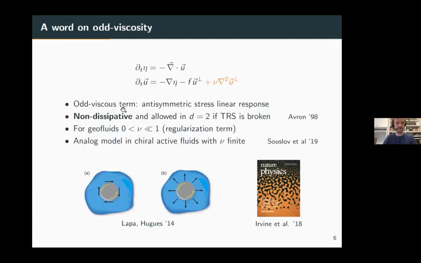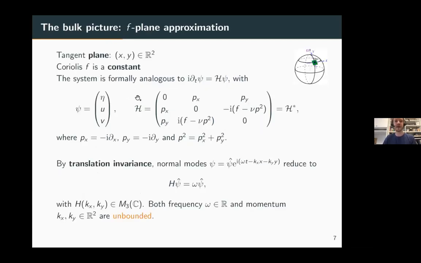And basically, if we come back to, for example, this model and multiply all the equations by i, we have an analog of the Schrödinger equation where the wave function, if you like, has 3 degrees: the height of the fluid and the velocity of the fluid. And the Hamiltonian is given by the momentum operator. And it's just a translation of the previous equations. And we have the Coriolis force and the odd viscous parameter.